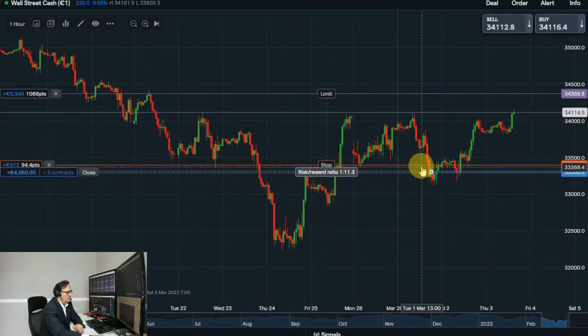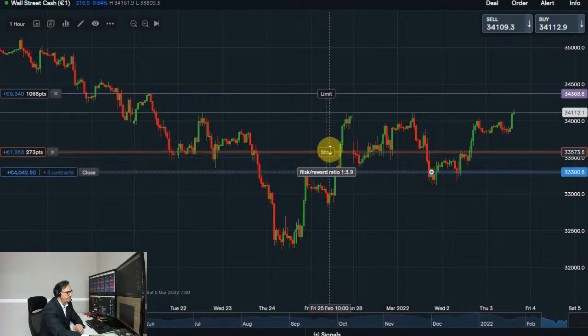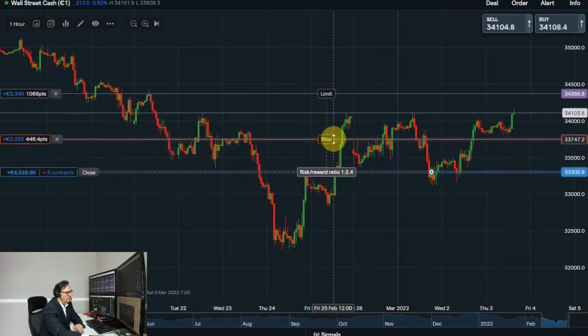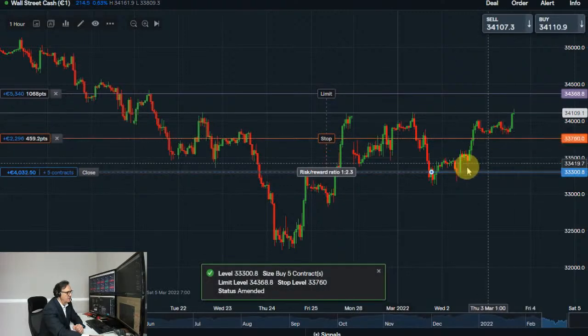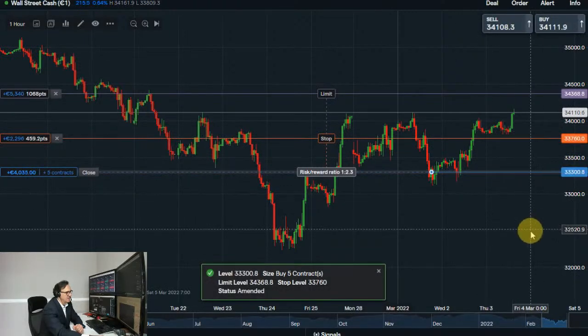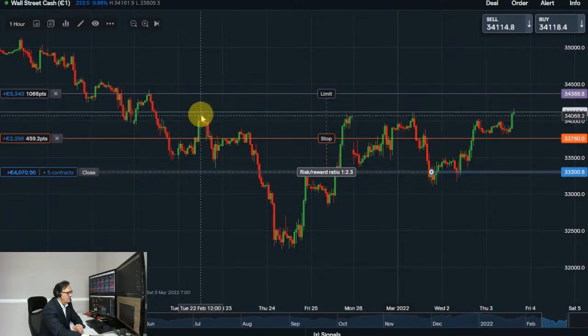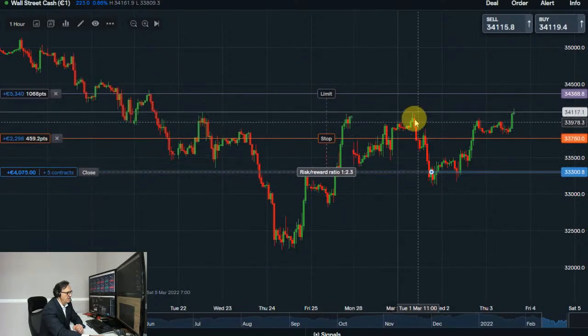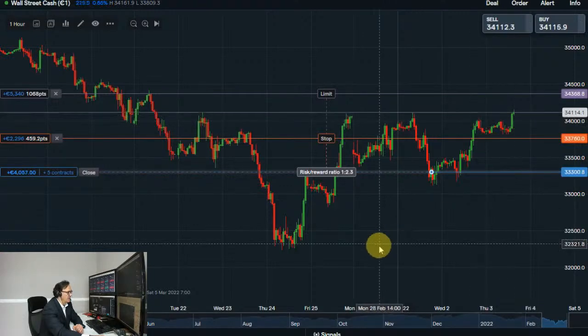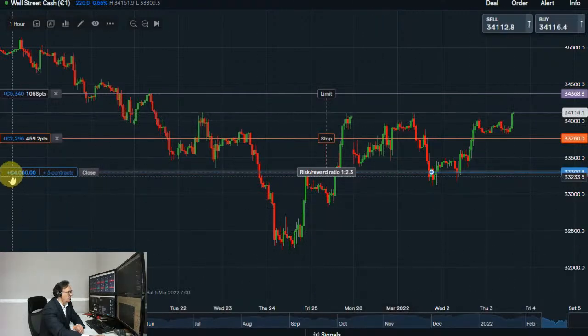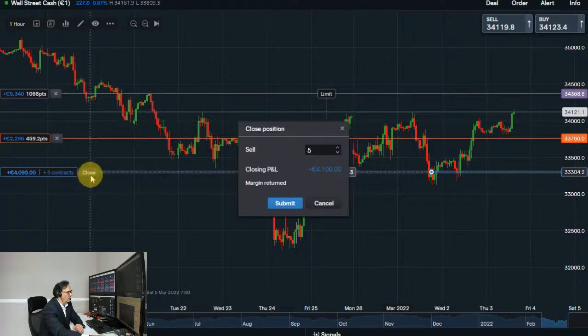Okay, so what I'm going to do is I'm going to move my stop higher towards just below the cluster of these lows at 33,760. This was a good area of take profit. Previous high, previous high, now retest of that level again. So this is my unrealized P&L for the remaining half of the position.